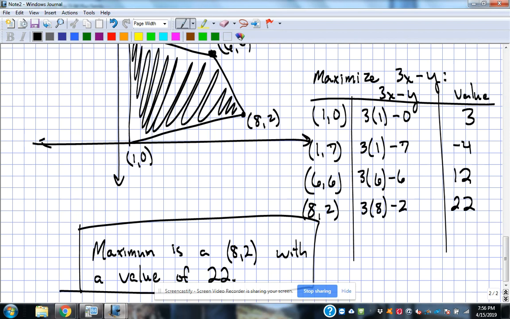And so I will give you that graph. I will give you those ordered pairs. All you've got to do is apply it to the objective function out of that. Okay? Let's do one more.